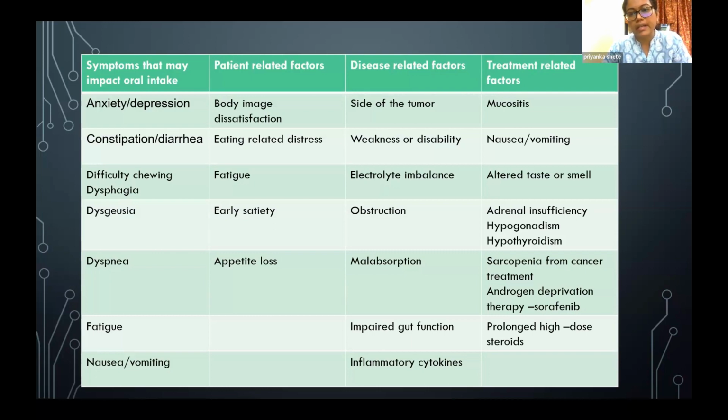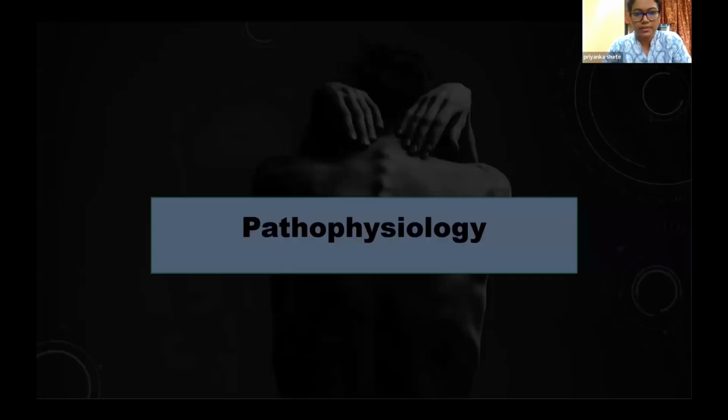Then the third one is disease-related factors, that is site of tumor, weakness, disability, electrolyte imbalance, obstruction, malabsorption, impaired gut function, inflammatory cytokines. And treatment-related factors are mucositis, nausea, vomiting, altered taste or smell, adrenal insufficiency, hypogonadism, hypothyroidism, sarcopenia from cancer treatment like androgen deprivation therapy, sorafenib, and prolonged high dose steroids.